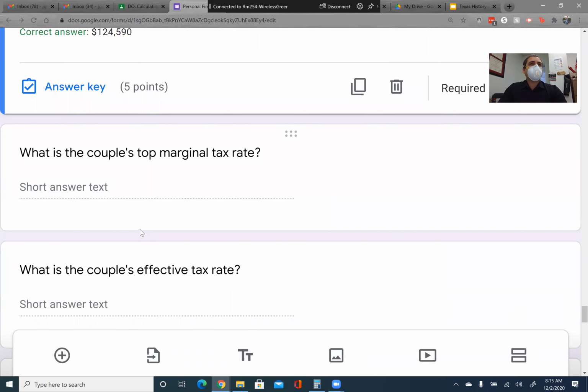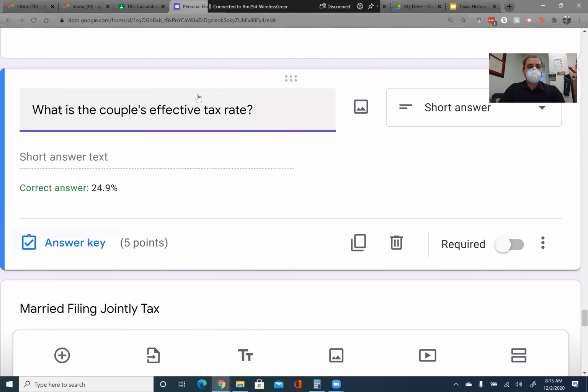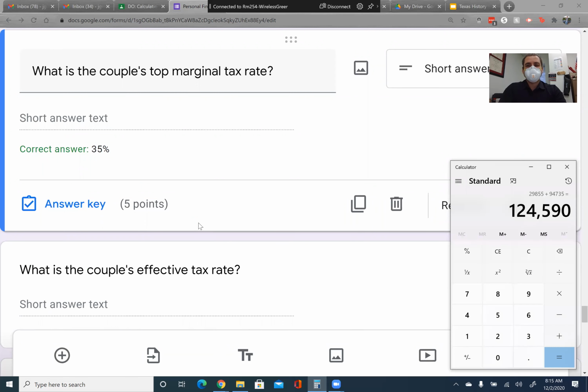Then the top marginal tax rate for this couple is 35%. What is their effective tax rate? You would divide the 124,590 by 500,000, times 100. Our effective tax rate is 24.9%.